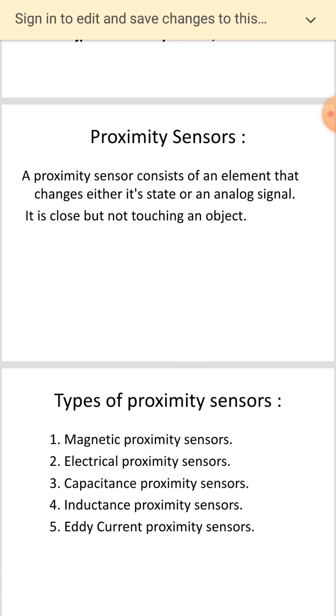First we'll see what proximity sensors are. So first we should know the meaning of proximity. Proximity means something that is very close, near but not touching. A proximity sensor consists of an element that changes either its state or an analog signal when it is close to, but often not actually touching, an object.